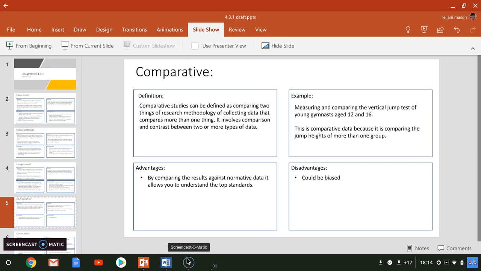The disadvantage is it could be biased, and the researcher could change their results because they want to show that their research and their findings are the best they could possibly do, so they might manipulate the results to show that theirs is the best.